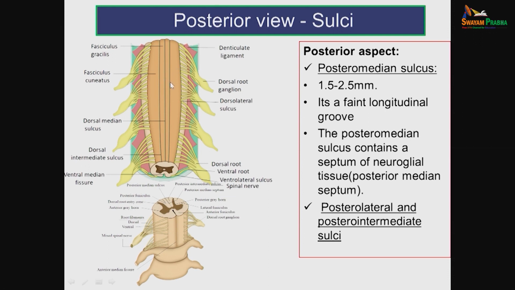On either side of the posterior median sulcus, you see the posterior intermediate sulci and two posterolateral sulci. Where the dorsal roots are emerging, you can see the two posterolateral sulci.